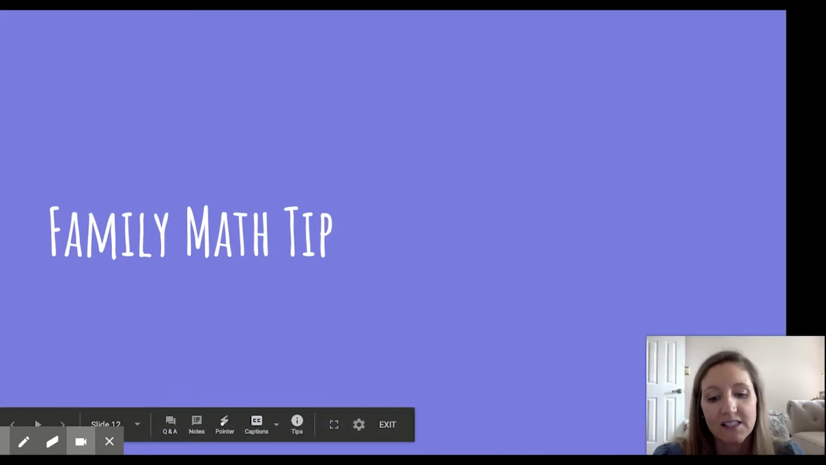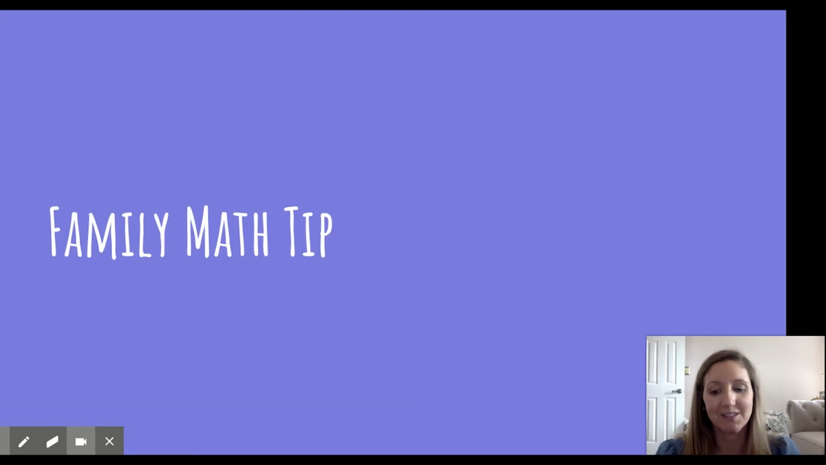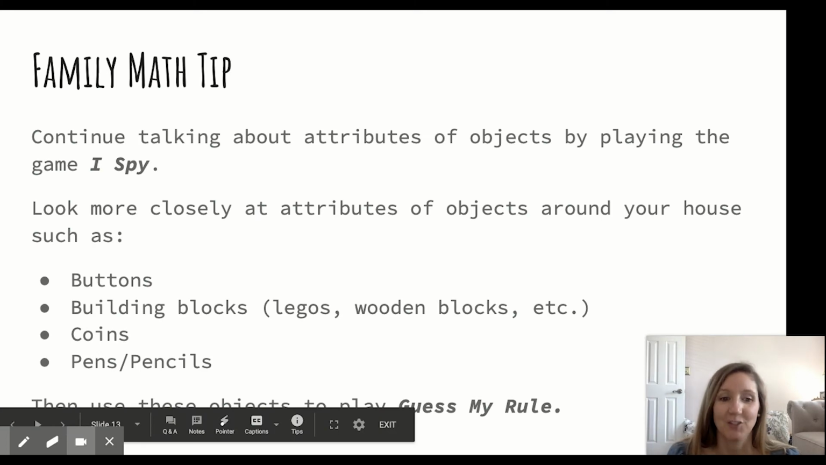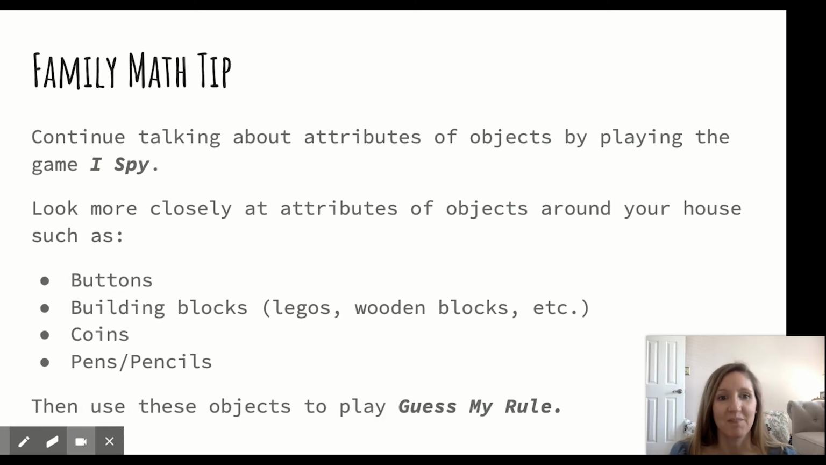Here are some ideas for ways that you can continue having fun investigating attributes at home. Continue talking about attributes of objects by playing the game I Spy when you're sitting at home, or if you're going for a walk, or even if you're stopped at a traffic light when driving in your car. Use attributes such as size, shape, and color to describe what you see. Then have the people you're playing with guess the object you're describing.